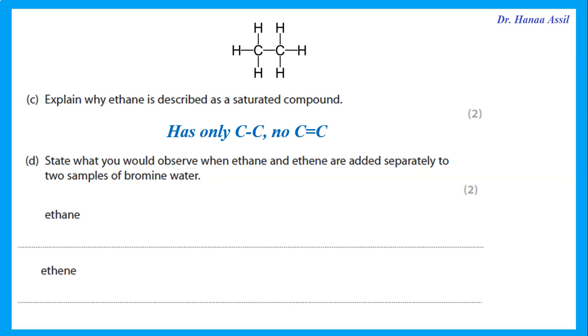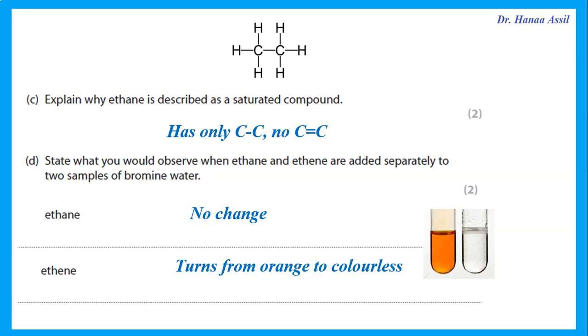State what you would observe when ethane and ethene are added separately to 2 samples of bromine water. Remember, ethane and ethene, which one would react with bromine water? Bromine water is the test for alkenes or test for unsaturation. So if I add it to an alkane, no change. But if I add it to an alkene, it turns from orange to colorless. Bromine water is originally orange. If I add it to any alkene, it turns colorless.